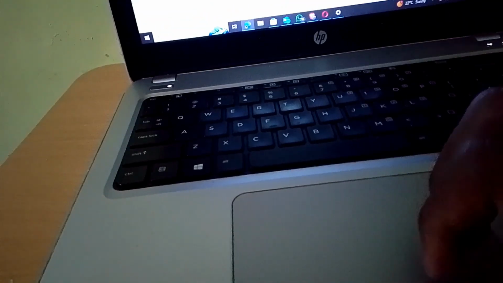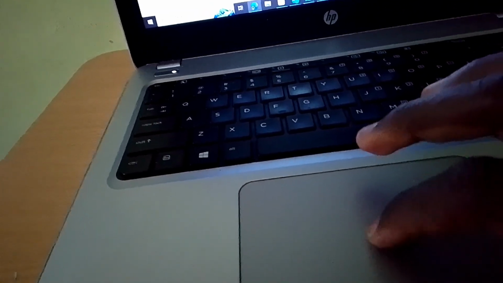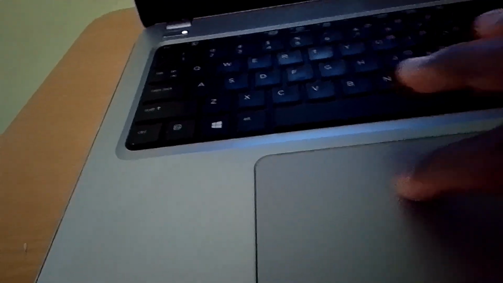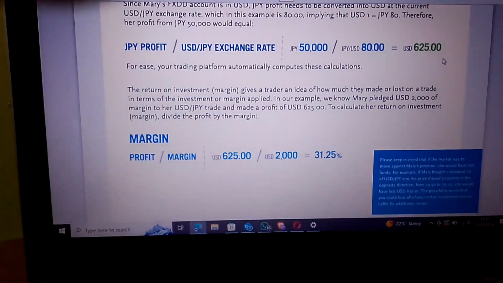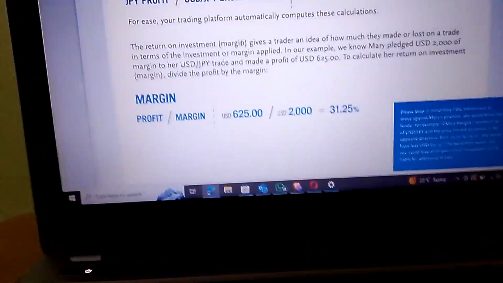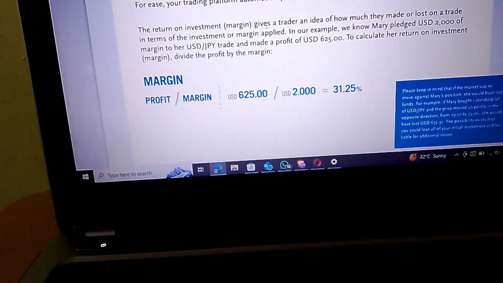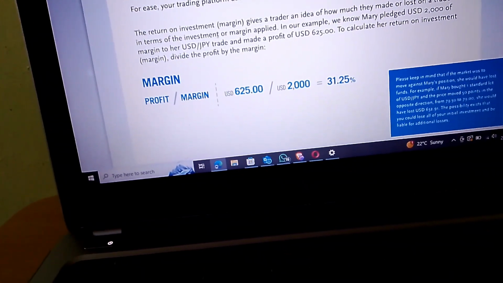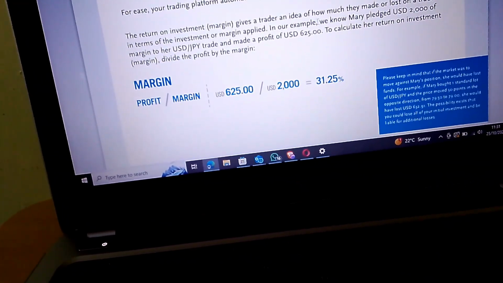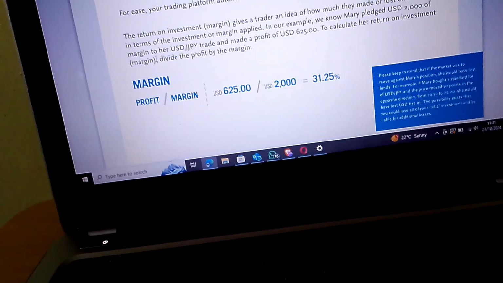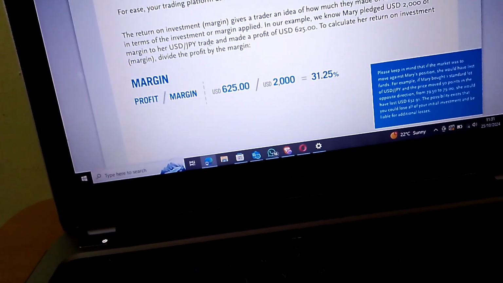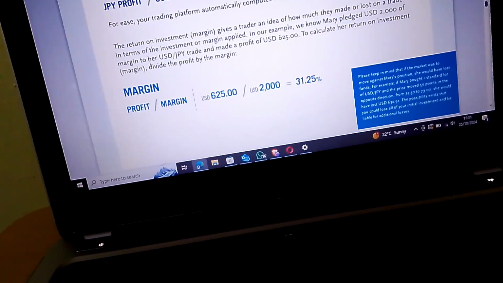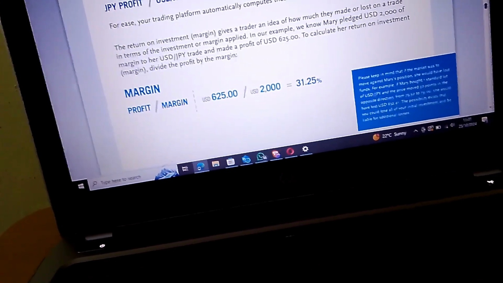So moving on downwards, the return on investment gives a trader an idea of how much they made or lost. The ROI, return on investment or margin, gives a trader an idea of how much they made or lost on a trade in terms of the margin applied. In our example, we know Mary applied 2,000 of margin to her USD trade and made a profit of 625 US dollars. To calculate her return on investment, divide the profit by the margin.